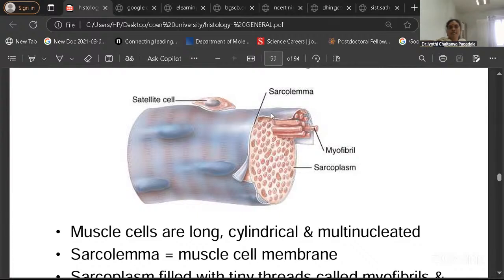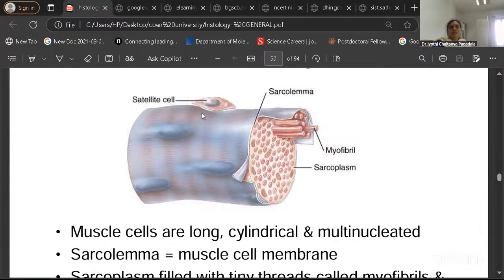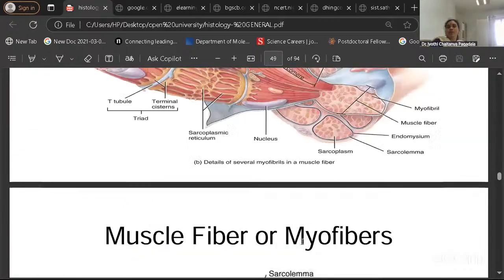The cell membrane of the muscle is called sarcolemma, and muscle cells are long, cylindrical, and have a number of nuclei, so they are called multinucleated. The cell contains the sarcolemma and also sarcoplasm. Here you can see the presence of sarcoplasm. The sarcoplasm is filled with tiny threads called myofibrils and myoglobin. Myoglobin is red in color and an oxygen binding protein.